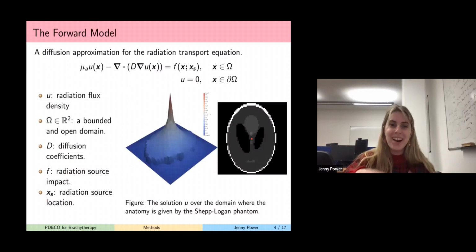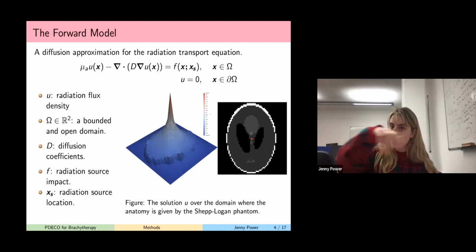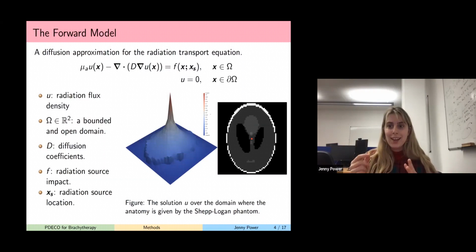So let's go into it a little bit more. Here we're looking at our forward model, or our PDE constraint. This is our diffusion approximation for our radiation transport. Like I said, we have two main variables to consider here: U and F. U is our radiation flux density in our domain. You can think of this as the dose in the domain, how much radiation is everywhere. It's not exactly the dose, but they work in quite a similar way, so it's fine to think of it that way. F, on the other hand, is our radiation source impact. If I place a seed in a certain location, this is how it's going to spread in space. That is what F represents.